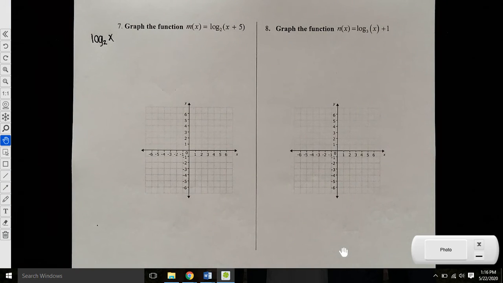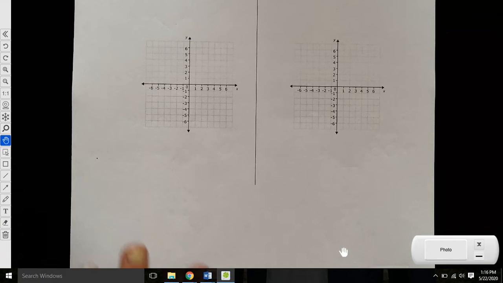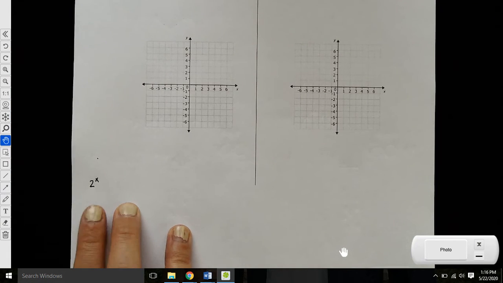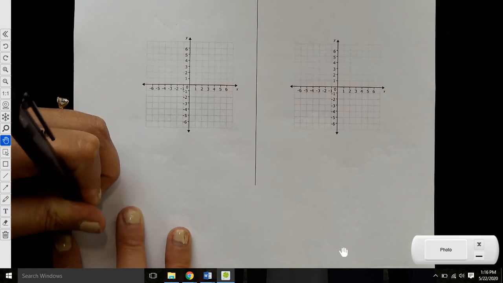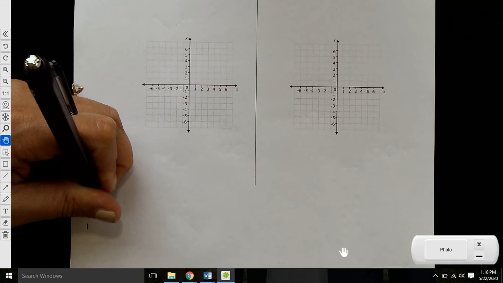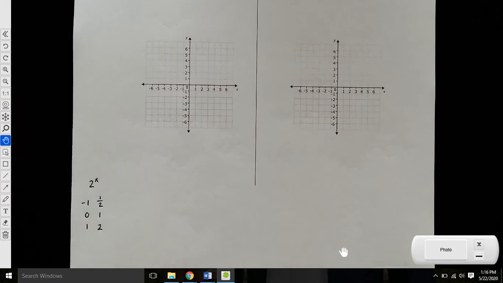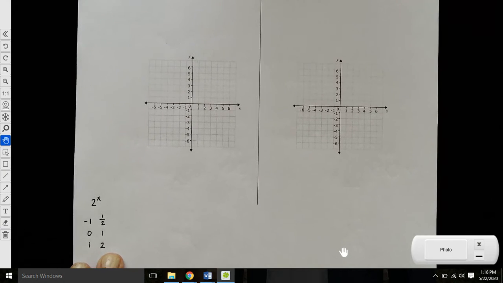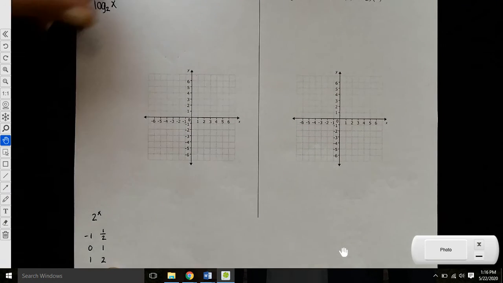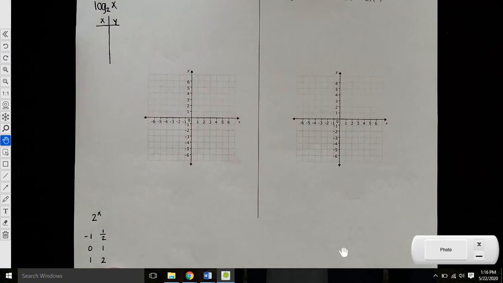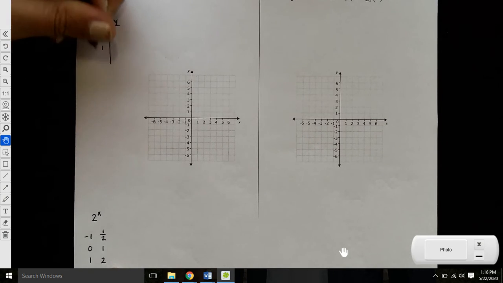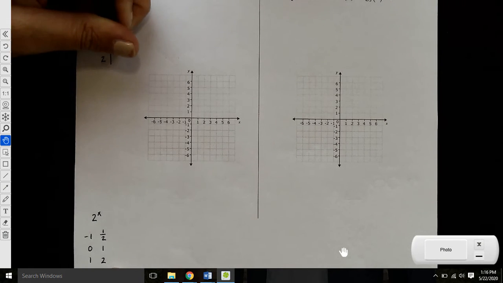Now, some people like to start with an exponential function and transform it into a log function. That's fine. So I could go down here and think about 2 to the x and then flip it to make log base 2 of x. So 2 to the x, I have been doing negative 1, 0, 1, and that would be 1 over 2, 1, and 2. So if I take this information and bring it back up here, I can say x and y is going to be 1 over 2, 1, 2, negative 1, 0, 1.